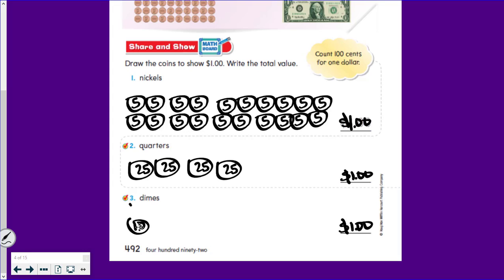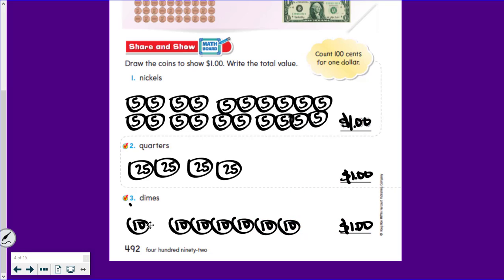And then dimes, we've got 10, 20, 30, 40, 50, 60, 70, 80. Let me try to move these over a little bit.